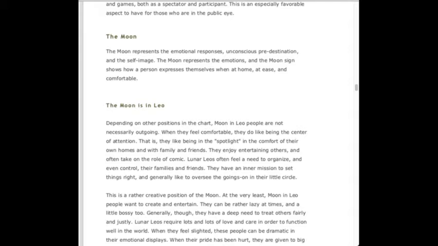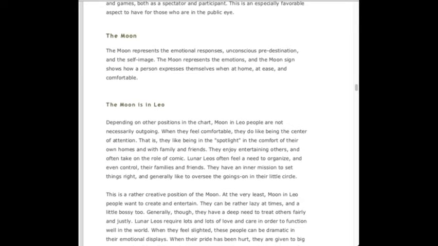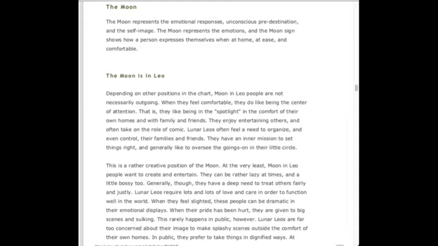This is a rather creative position of the moon. At the very least, moon in Leo people want to create and entertain. They can be rather lazy at times and a little bossy too. Generally, though, they have a deep need to treat others fairly and justly. Lunar Leos require lots and lots of love and care in order to function well in this world. When they feel slighted, these people can be dramatic in their emotional displays. When their pride has been hurt, they are given to big scenes and sulking.